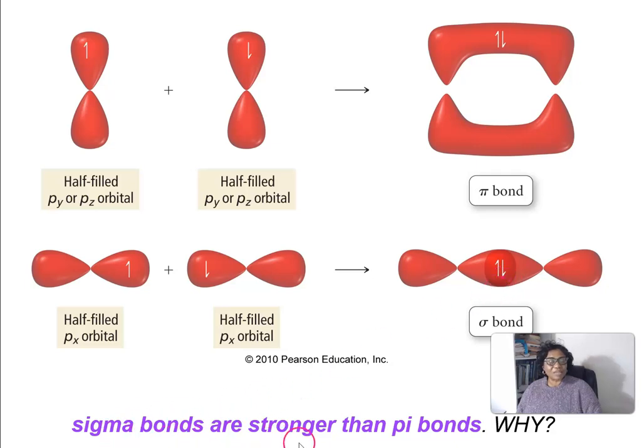So sigma bonds are stronger than pi bonds. Why? Try to think about it. Look at these structures and try to think, why are sigma bonds stronger than pi bonds? Think about it. That will help us. But let's continue.